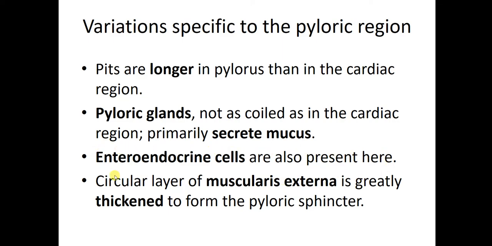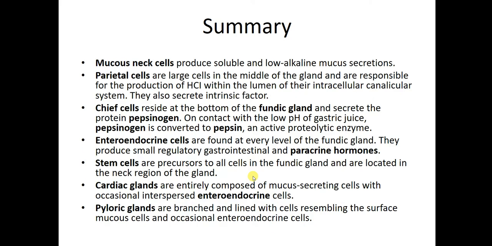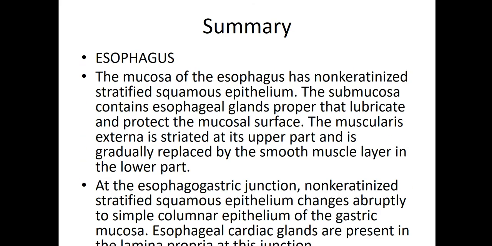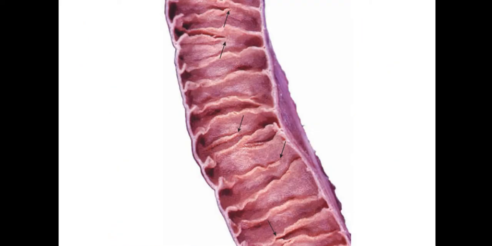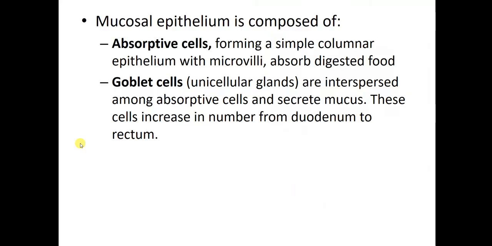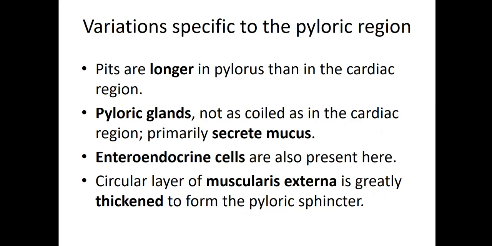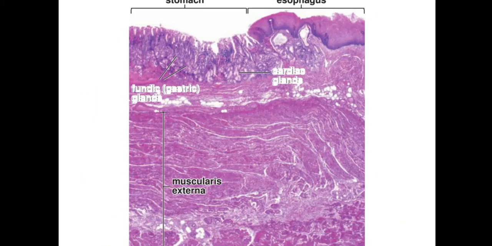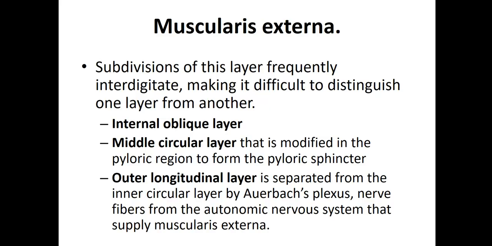And then enteroendocrine cells are also present here. As everywhere, the circular layer of muscularis externa is greatly thickened to form the pyloric sphincter. So yeah, muscularis externa. Here we have a diagram in the small intestine. Muscularis externa in some portions gets very thick. Not here, sorry. I'll find you this pyloric sphincter.